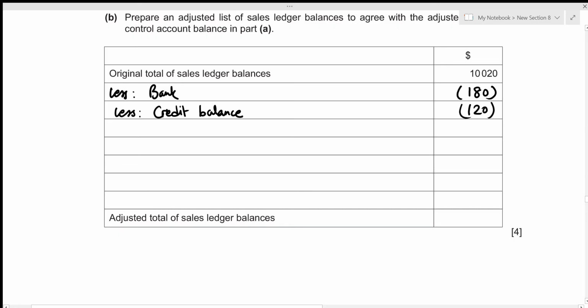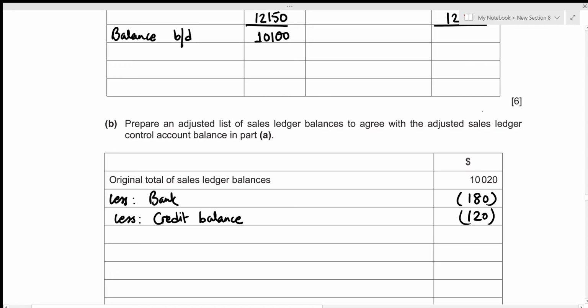All right. So if we are to subtract 180 and 120 from 10,020, obviously it does not give a balance of 10,100 because that's the balance we require, because that is the balance for this adjusted sales ledger control account. So obviously we're missing out on some error. Let's have a look again.